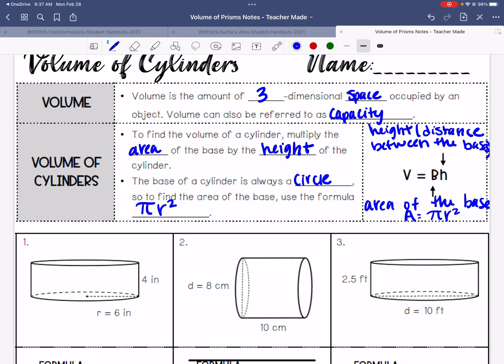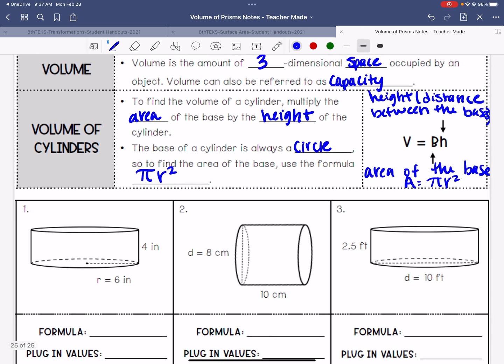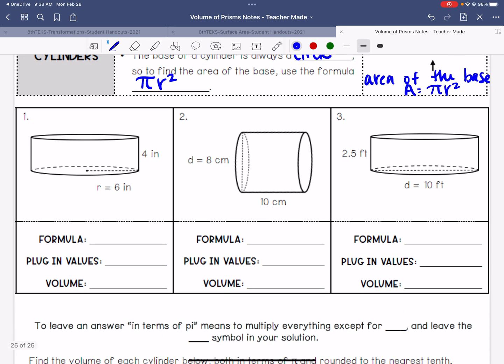Okay, so you have 6 examples, 3 of which we are just going to straight solve. I'm going to do number 1. I'm going to help you set number 2 up, and you're going to do number 3 on your own. So first things first, we should always identify our base.